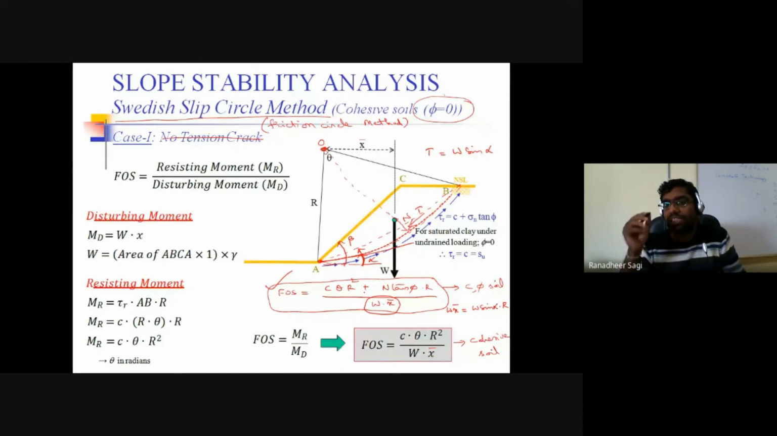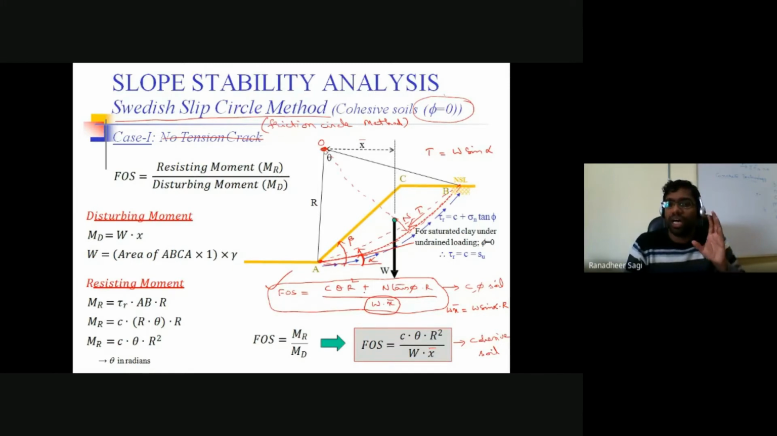If I write it as W into sine alpha into R, in the numerator you have R common, in the denominator you have R common, and R gets cancelled. So you can write another simplified expression. Please do not worry about how the expressions are represented.